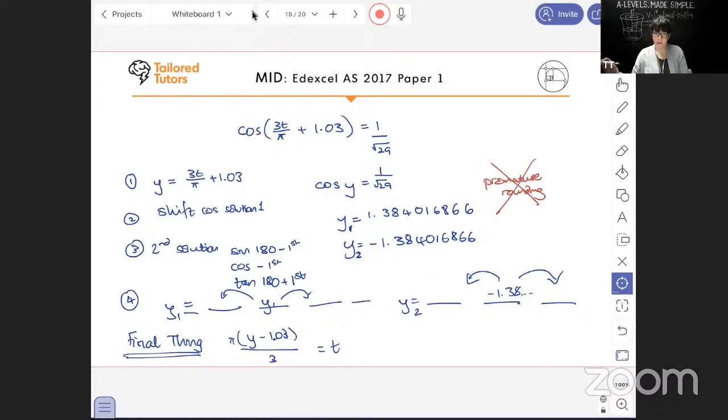All of the others are this one add 360, or this one add 360 twice, or this one minus 360, or this one minus 360 twice, or blah, blah, blah. And that's what this list is. And then we convert them into t's. And then we take the one we want. We won't want all of them probably.